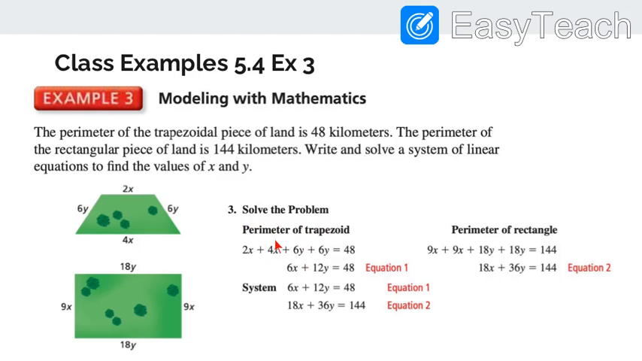So to figure out the trapezoid perimeter, you'd have to add up all four sides of the trapezoid, which is what they did here. Simplify, so you get 6x plus 12y is equal to 48, so that's our first equation here. Our next equation is the rectangle perimeter. So perimeters are adding up all the side lengths. Add up all four side lengths, simplify, you get 18x plus 36y equals 144. So these are the two equations that you get.